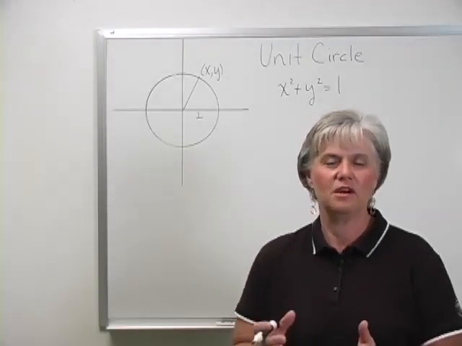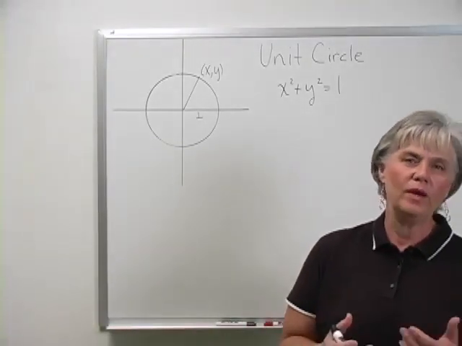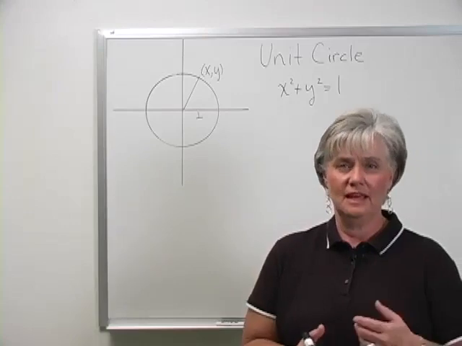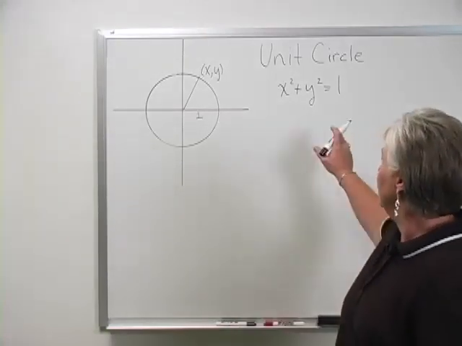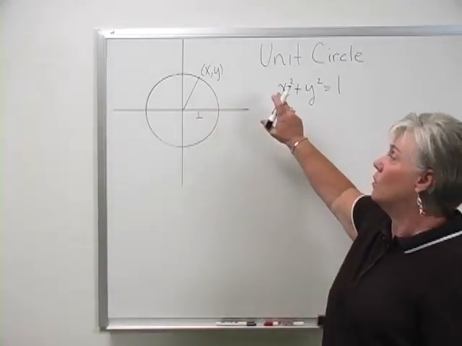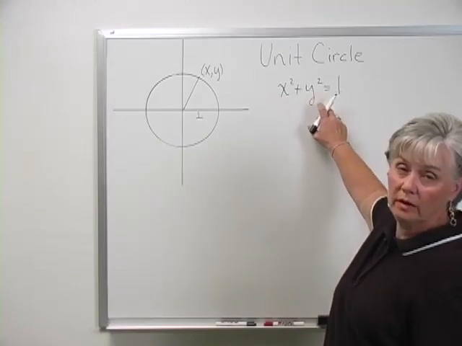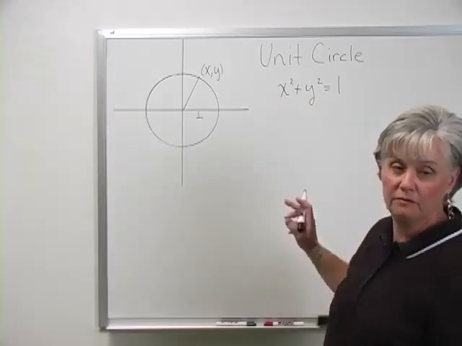Hi, today we're going to talk about the unit circle and how we can relate it to trigonometric functions. The unit circle is a circle of radius 1, and it has the equation x squared plus y squared equals 1. At least that's the simplest equation for it.